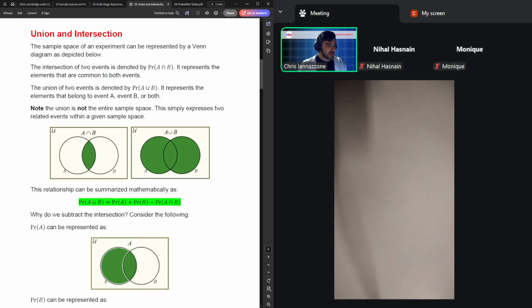Now, as far as the union goes, I do want to specify it is not the entire sample space. Otherwise, the union would always be 1, right? Because that would include all of this as well. We're just looking at A and B when it's talking about the union of A and B. Because there are other things that exist outside of the events. Those are the other outcomes that you're not tracking in the scenario that you're looking for.